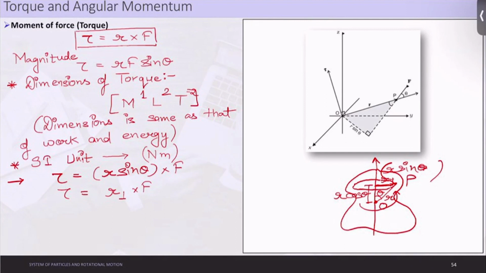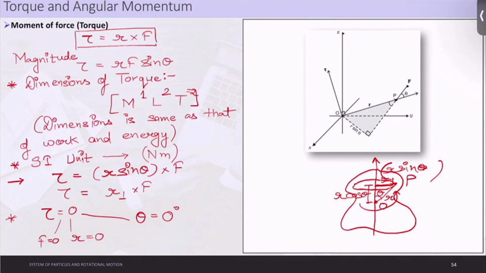And now some simple interpretations. When can tau be zero? Tau can be zero in three different forms. The first is when F is zero. The second is when R is zero. And the third is when theta is equal to 0 degrees, or the angle between R and F is 0 degrees.